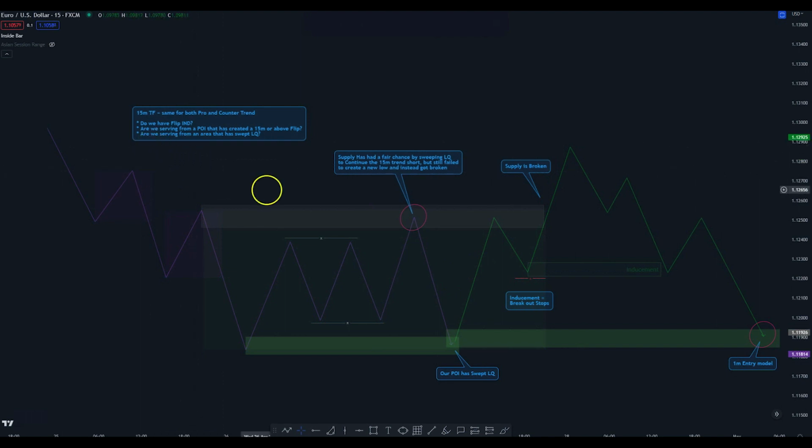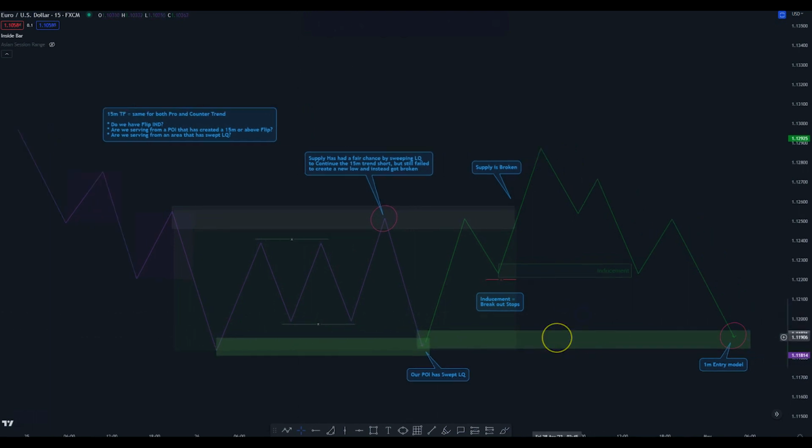And very important on the 15-minute as well is, are we sourcing from an area that's swept liquidity? Okay, because if you haven't swept liquidity, you become the liquidity. Alright. So yeah, that's our 15-minute entry model, both pro and counter trend.